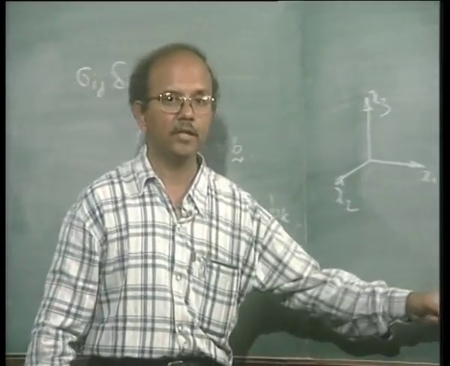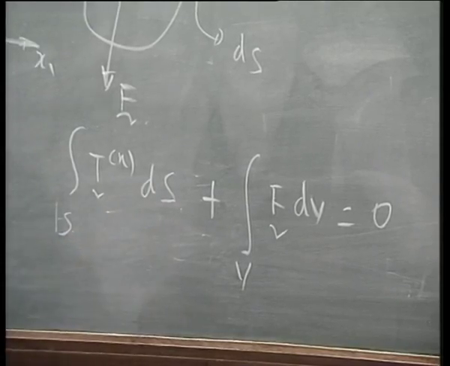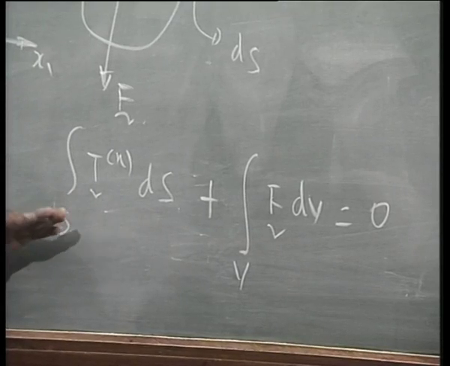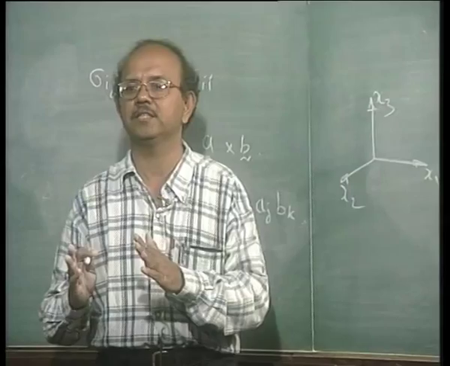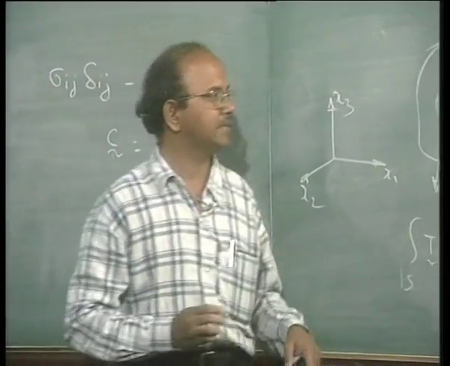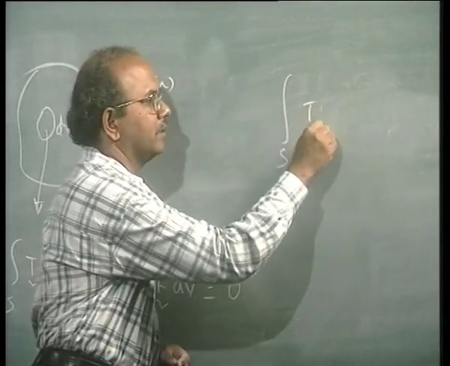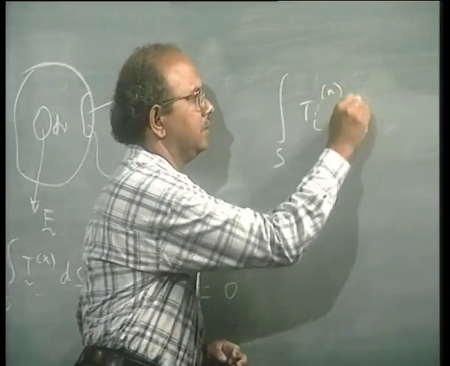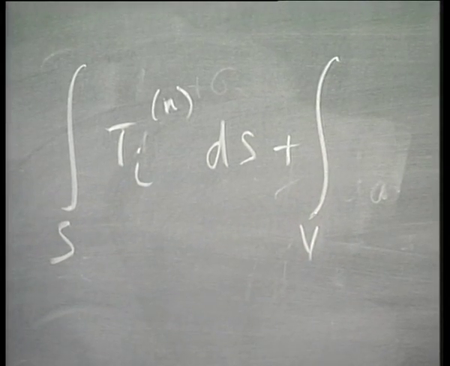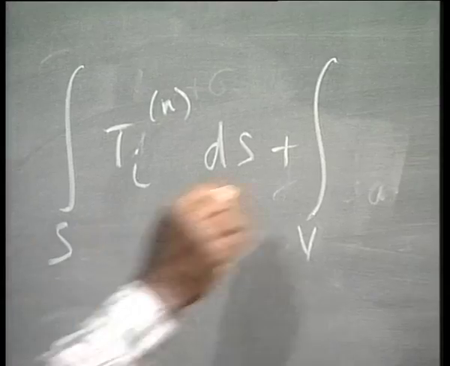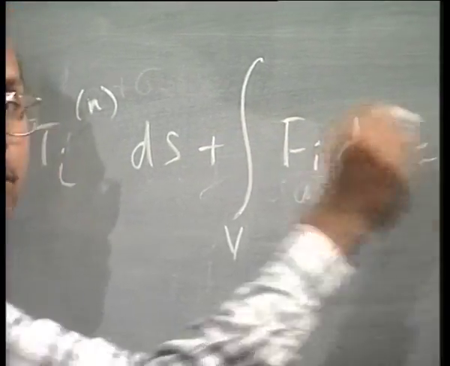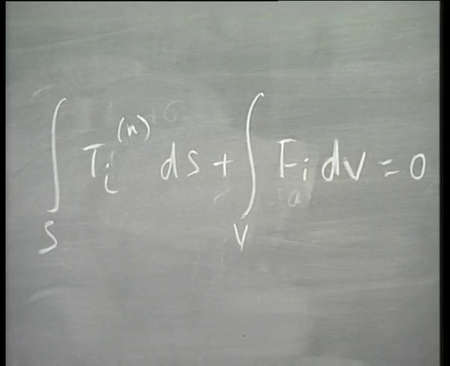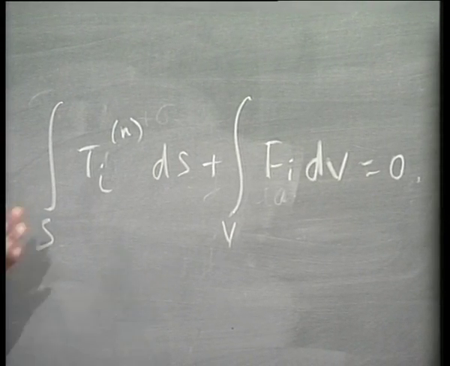In other words, please note that this equation is valid for, or I can resolve T and F in, 3 directions, valid for all the 3 directions. So, as a common factor for 3 directions, I can write it in terms of i as integral over S of T_i, where i will take values from 1 to 3, n ds, plus volume integral of F_i dV is equal to 0. Is that clear? Okay. Or in other words, T1 and so on.